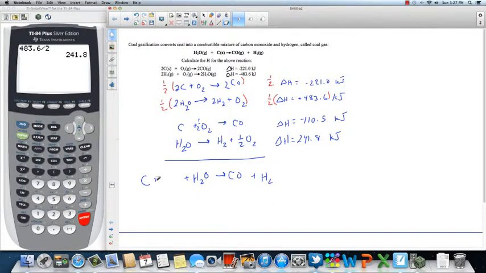And now what we're left with is C plus H2O yields CO plus H2. So we're in good shape. Now what we need to do, because we've just added those reactions, is add our enthalpies.